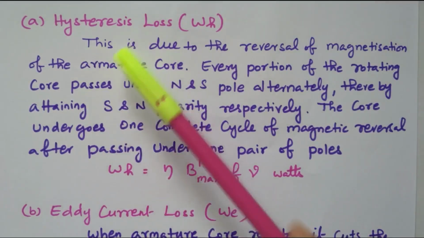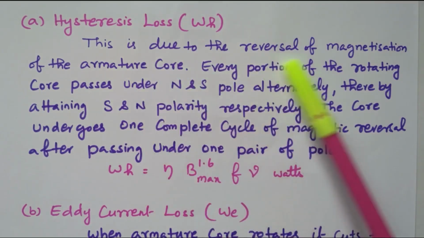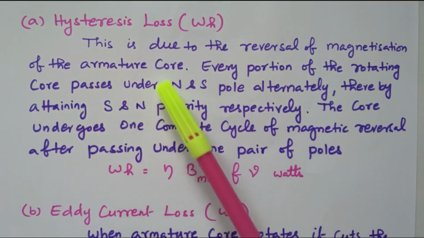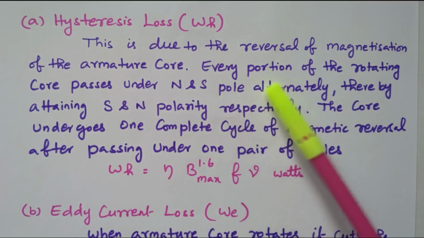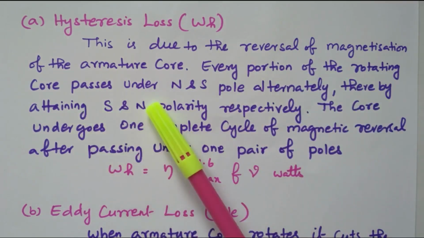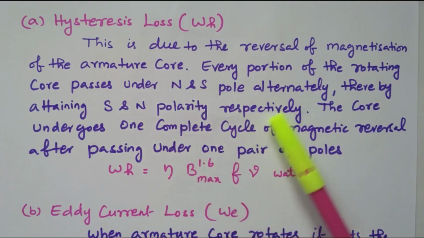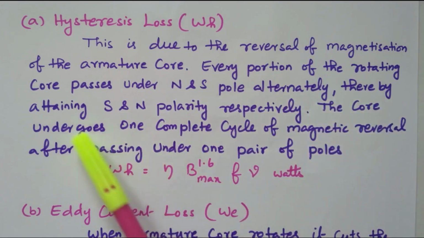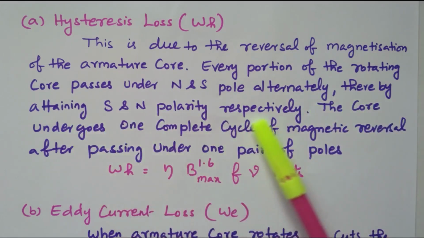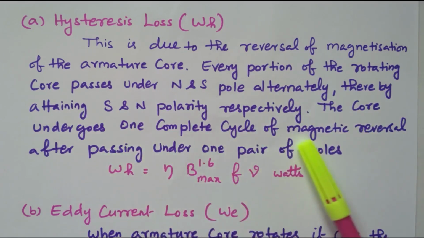So hysteresis loss is due to reversal of magnetization of the armature core. Every portion of the rotating core passes under the N pole and S pole alternately, thereby attaining N and S polarity respectively. The core undergoes one complete cycle of magnetic reversal after passing under one pair of poles. So this loss is due to the reversal.